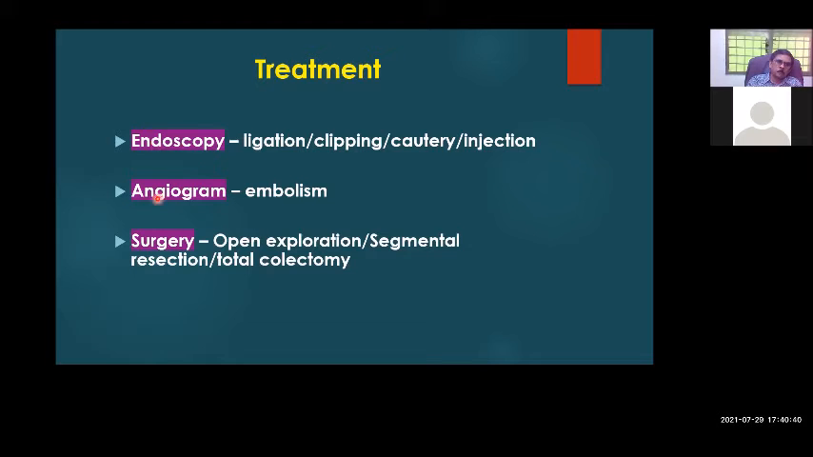If these are not available or are unable to stop the bleeding, then you go for surgery. Usually open exploration to identify and localize the area of bleeding, and then follow up with segmental resection of the segment of colon that is bleeding. If unable to find the source of bleeding, then a total colectomy may have to be done to save life. Hartmann's procedure with temporary end colostomy is another possibility for emergency cases.